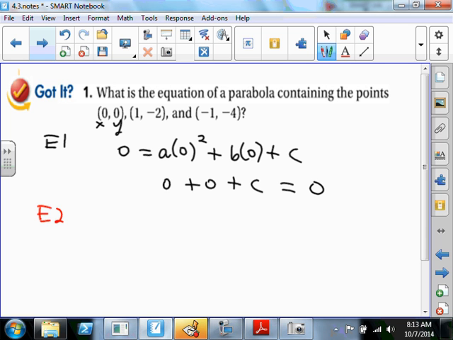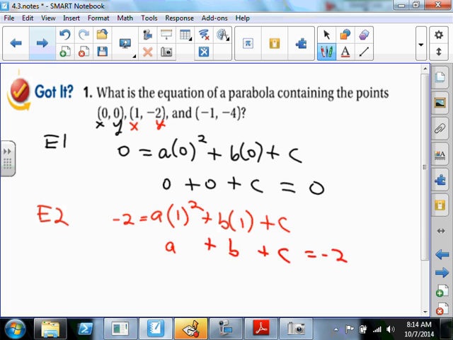Equation 2. What are we going to start with in equation 2? Good, -2. So -2, that's my y. So -2 equals a. We don't know a. It's going to remain a variable for now. A times 1, the quantity squared, and then plus b times 1, and then plus c. So when we do the housekeeping, what do we got? We got a plus b plus c equals -2. All right, good. So far, so good.